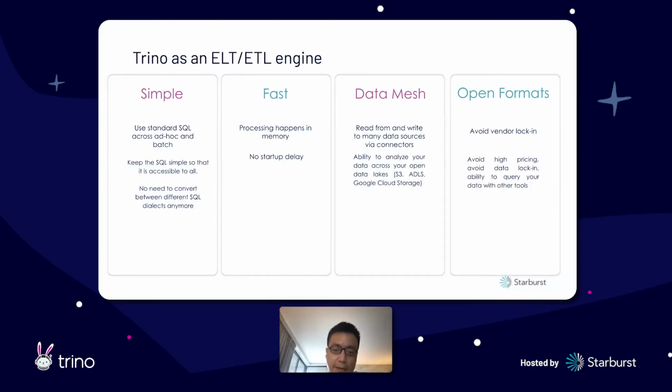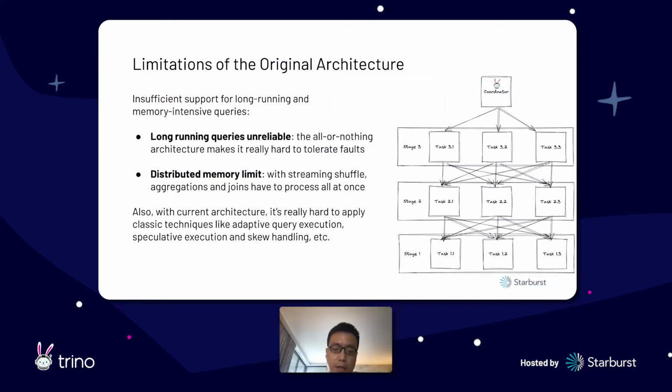Trino was originally designed as an interactive analytics engine. It provides ANSI SQL support, amazing processing speed, ability to query from different data sources, plus no vendor locking. After seeing the merit of a unified engine for both interactive and batch workloads, it also quickly got popular as an ELT, ETL engine in the industry. In practice, though, insufficient support for long-running queries and memory-intensive queries has been the major pain points that prevent users from adopting Trino at larger scale.